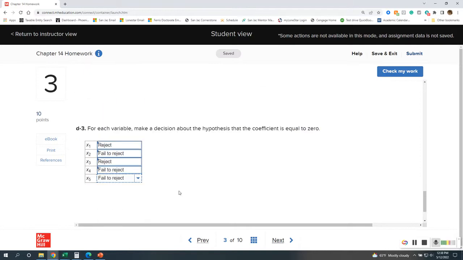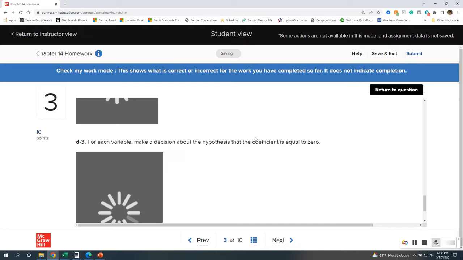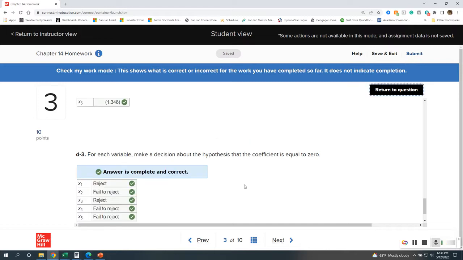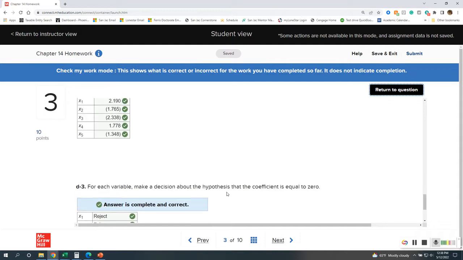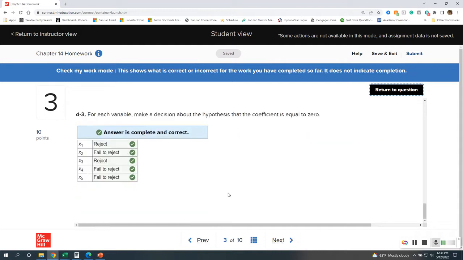So there's actually 2 that we rejected out of the 5. So those 2 will probably be removed once we do more calculations. Well, that's it for question 3.